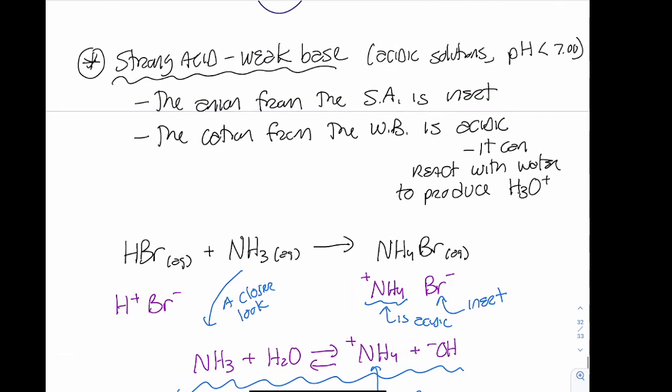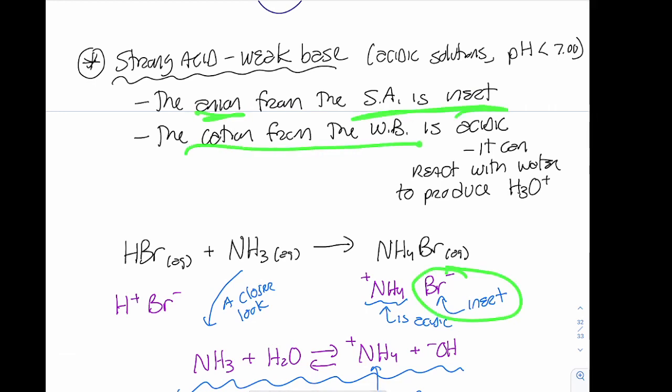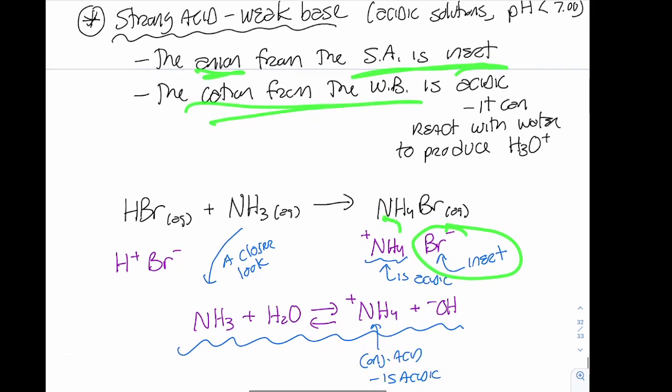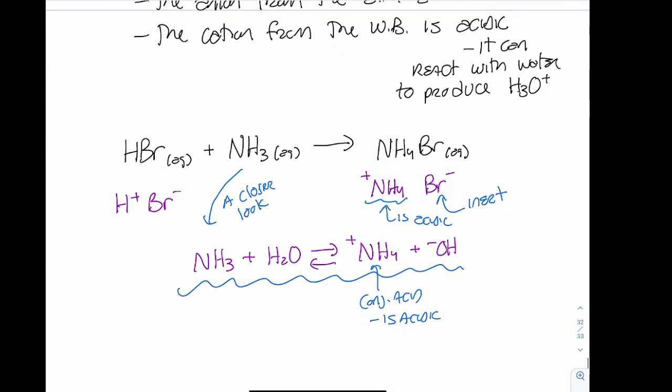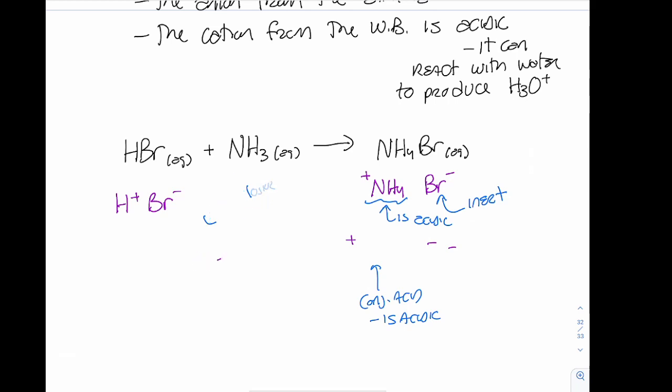So then again, going back up to this, my anion is inert, so Br minus. My cation, which is ammonium in this case, is acidic. It can react with water to produce hydronium ions. And we will draw that here in a second. Let's just get some of this out of the way. If you haven't written it, just hit pause real quick.